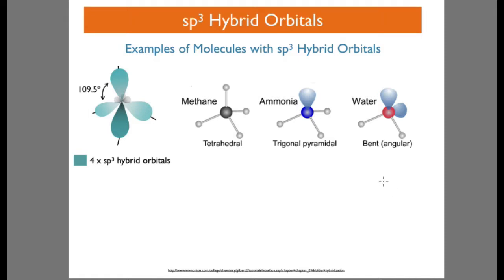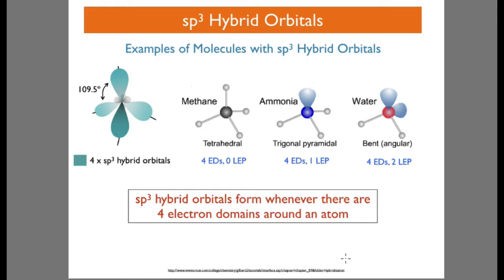Again, just a reminder of the angles. Methane has 4 electron domains, 1, 2, 3, 4, and 0 lone electron pairs. Ammonia again has 4 electron domains and 1 lone electron pair. And water has 4 electron domains, 1, 2, 3, 4, and 2 lone electron pairs there.